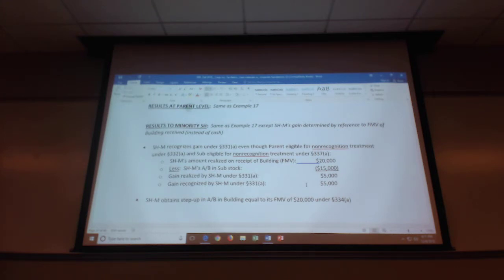In that fact pattern, we're talking about example 17, where cash is distributed to a minority shareholder. For sure, the minority shareholder has a taxable event under section 331. But at the corporate level, since it's only cash, there's no realization event in the first place when the corporation is distributing cash. In other words, you would only worry about a recognition event at the subsidiary level if the subsidiary was distributing property other than cash.